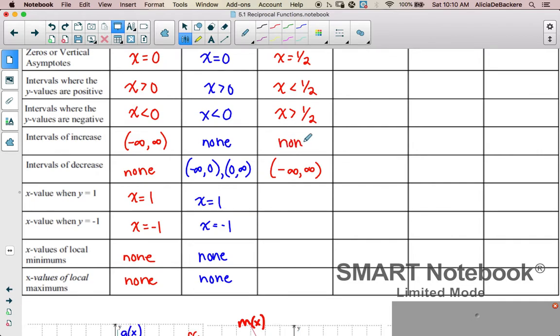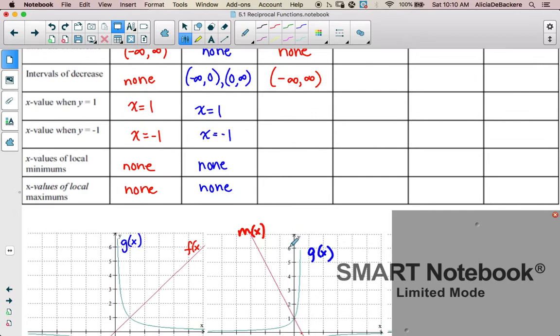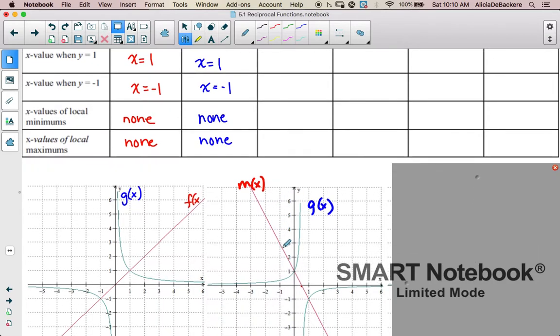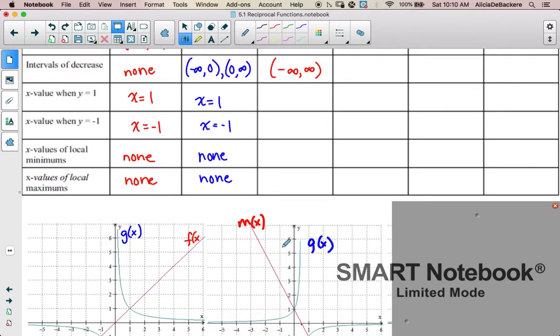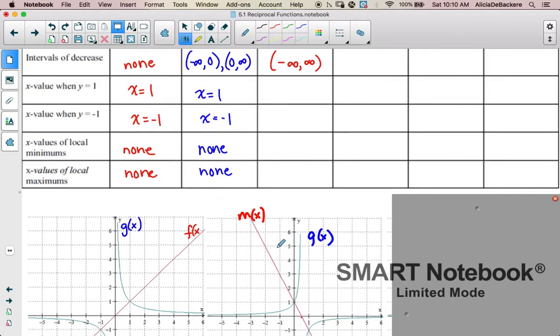And there are no intervals of increase. Remember, we are looking for relationships between the red columns here and the blue. We're trying to find some patterns so that we can make some predictions about what our new reciprocals are going to look like. So next I'm looking at the y values.